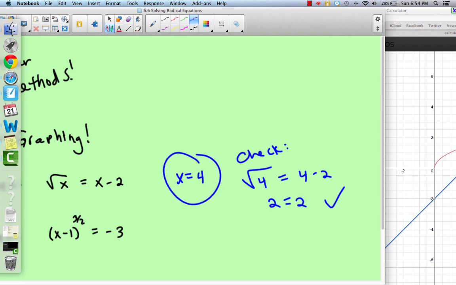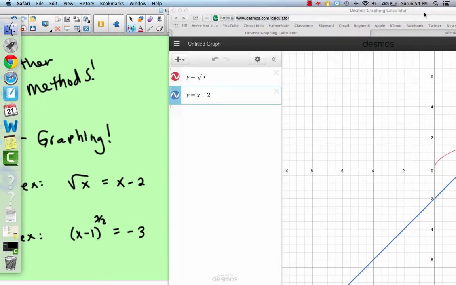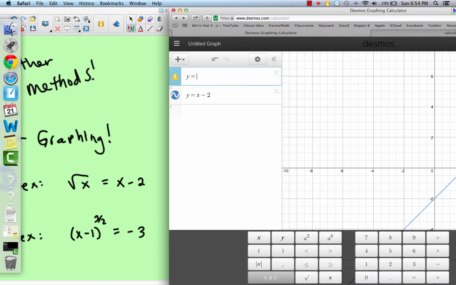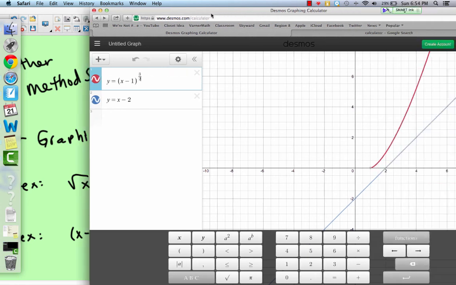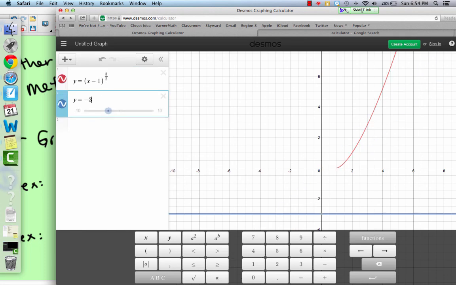All right? I want to also show you one more where it may not cross. So let's look at what we have here. We have x minus 1 to the 3 halves, and then equals negative 3. So I'm going to have x minus 1 to the 3 halves. And if you're not sure how to type that in, let me know. So that's my equation here in red. And then it said that y equals negative 3. So there's my equation. So what you should notice is that I've got a red line and a blue line, and they never cross.